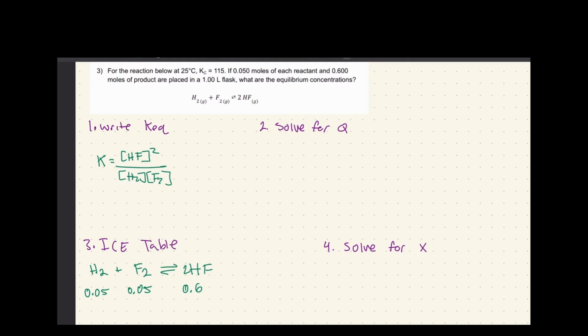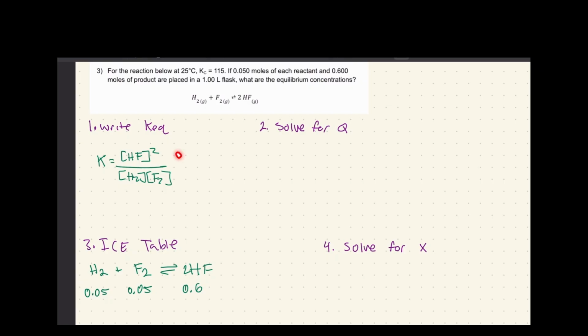But instead of starting the reaction at 0 product, I'm actually starting at 0.6 product. And so I need to figure out in which way the reaction is going to go. I don't know if I'm going to be minus x here or if I'm going to be minus x here. So that's what we need to figure out. So step 2, I'm actually going to be solving for Q before completing my ice table.